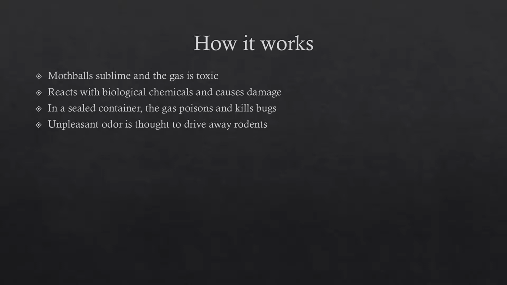Mothballs have a very low vapor pressure, and that causes it to sublime. The gas can enter organisms and react with biological chemicals. The reactions with biological chemicals of the naphthalene can lead to cell damage, the effects of which are discussed later. So we use mothballs in sealed containers or storage so that the mothballs can sublime into gas, which then poisons and kills bugs. It is also thought that the unpleasant odor of naphthalene can drive rodents away.